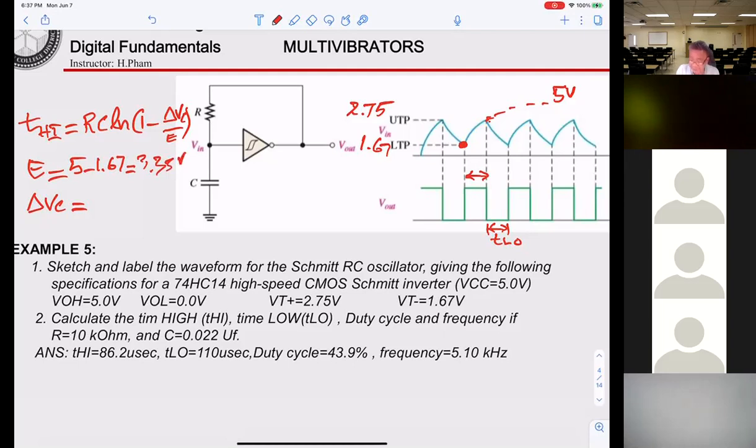Delta VC. Sam, real quick, you said the 1.67 is the initial? Right here. I'm talking about what we calculate right here. Yeah, that's initial. Okay, initial. Okay, thank you.